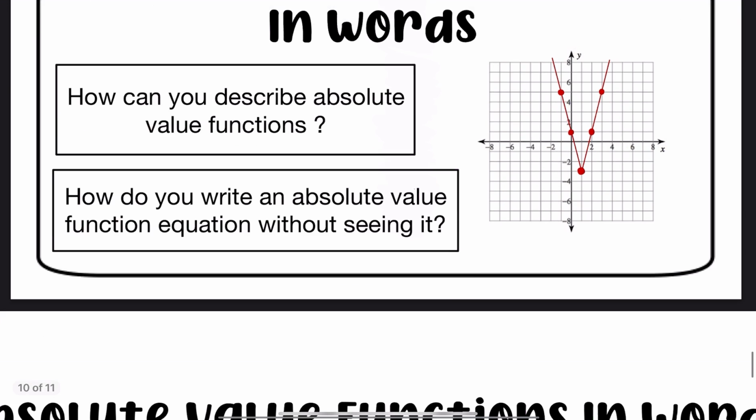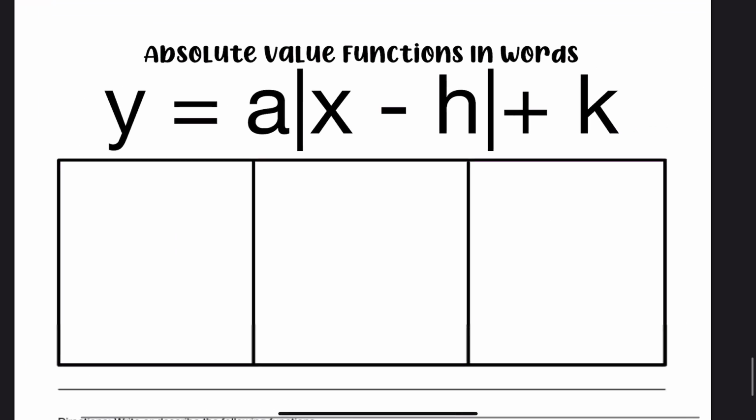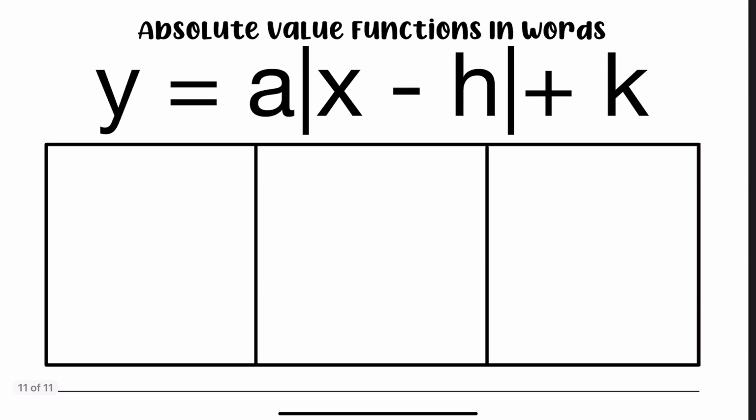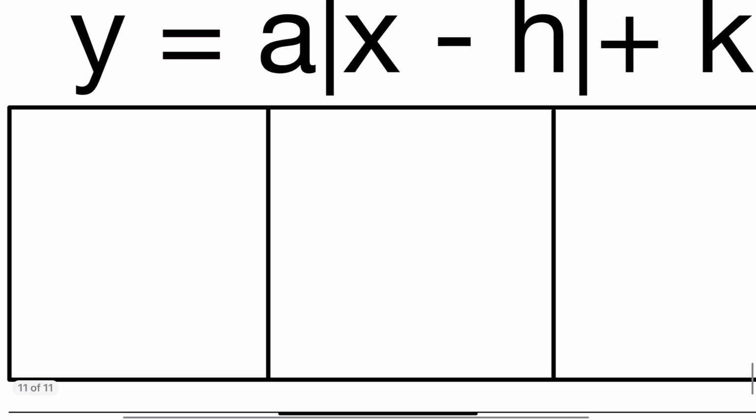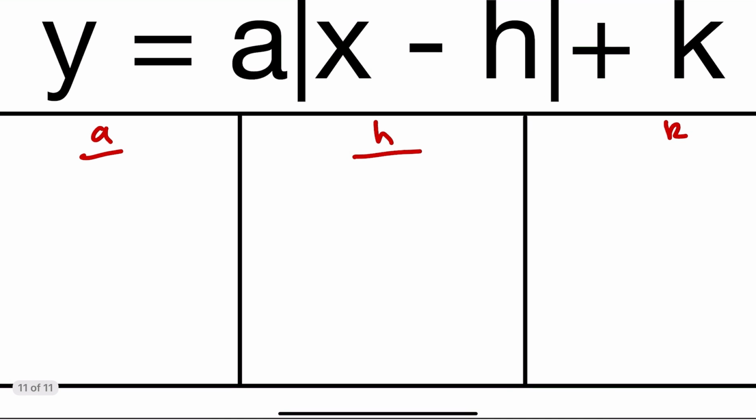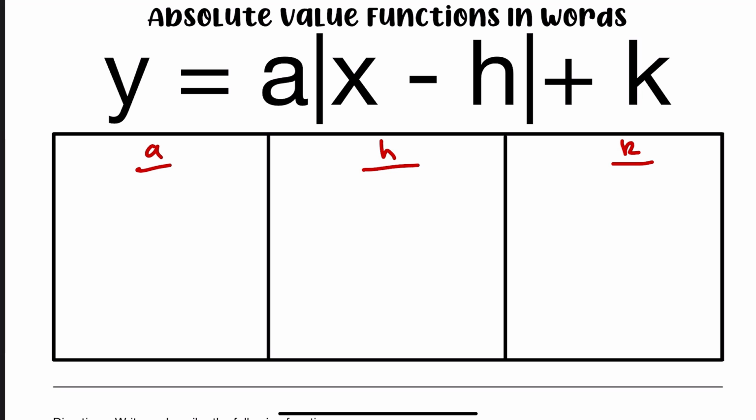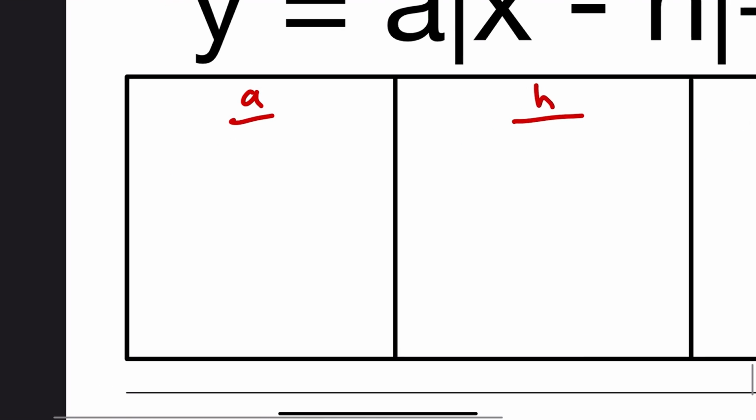All right. So let's take a look at the inside of these notes. They should look like this. And we're going to talk about each part of our function, meaning our A, H, and K. Alrighty. So each of these pieces does something different, like we've talked about before. But we're also going to use specific words when we talk about what's going to happen to these. So let's start with our A.